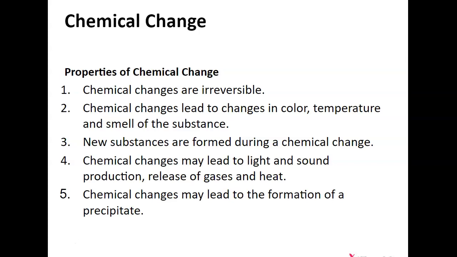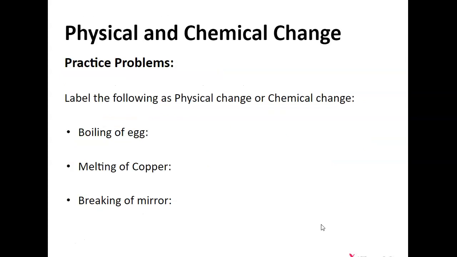And the final one is chemical changes may lead to the formation of a precipitate. And when we talk about a precipitate, sometimes students will refer to that as it formed like little chunkies in the solution, or the substance. And I'll show you a picture of that in just a minute. Okay, so take a minute, think about this. If you had to label the following as whether it was a physical change or a chemical change.